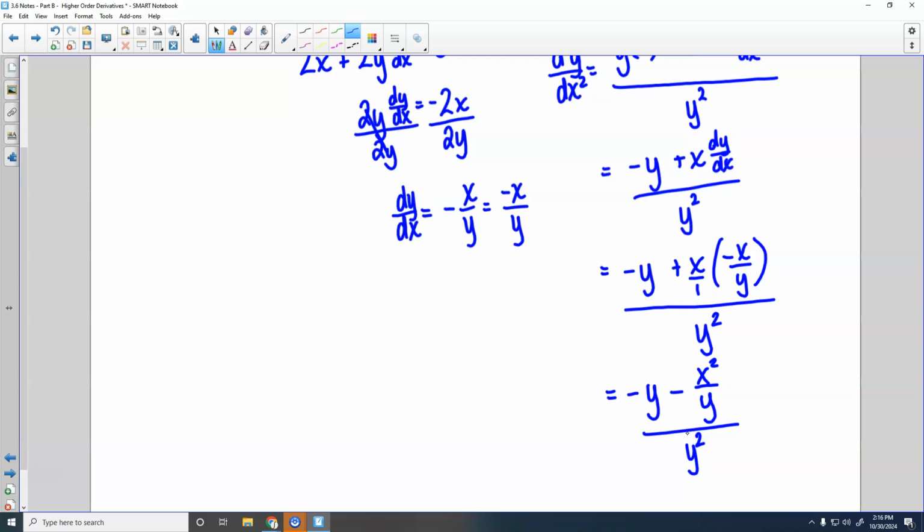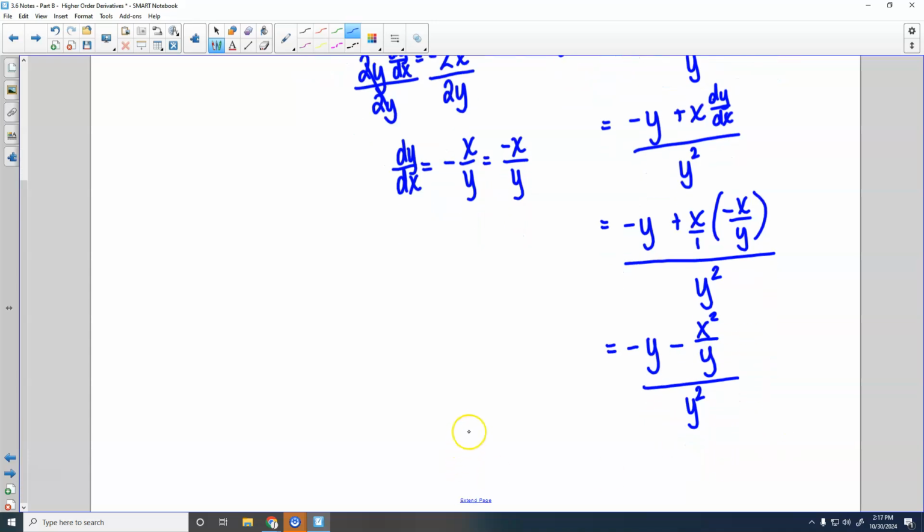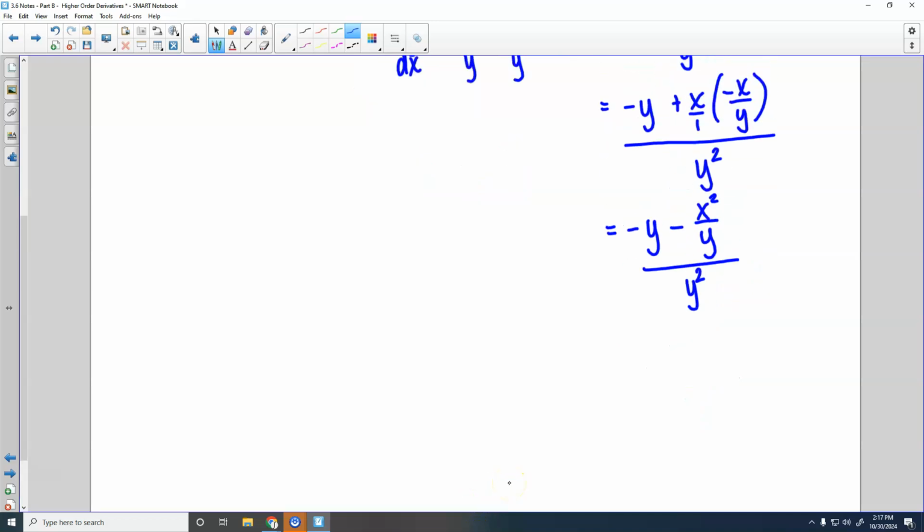And it is unlikely that they'll leave that as a complex fraction. So what could I do to get rid of the complex fraction? Multiply the bottom and the top by y. If I do that, I will get negative y squared when I distribute here, and then when I distribute here, I will get minus x squared, over y to the third. However, for this particular problem, the answer choices are probably not going to leave it like that.